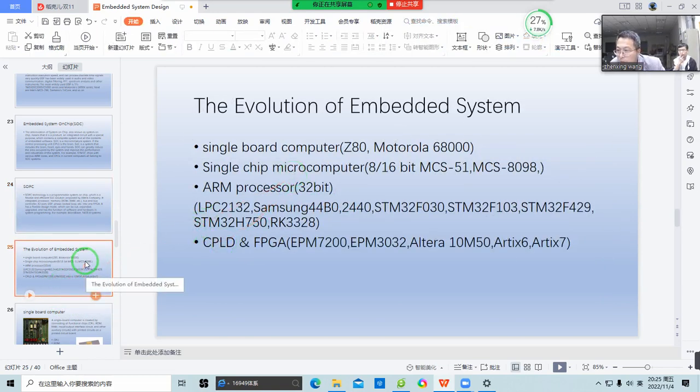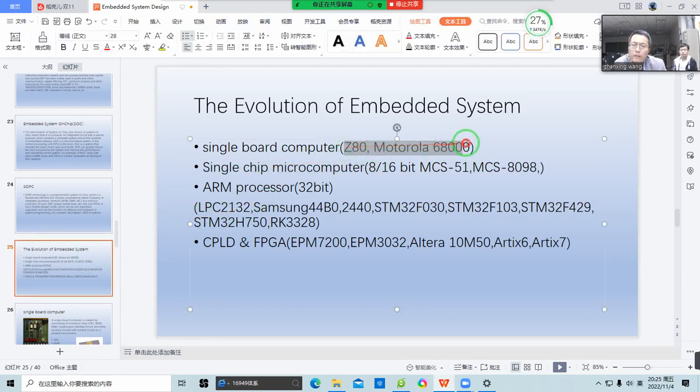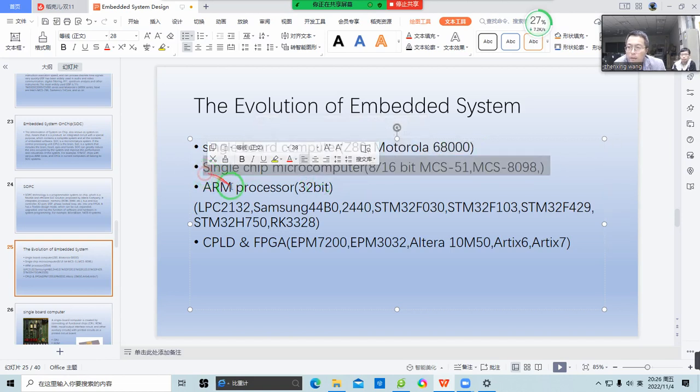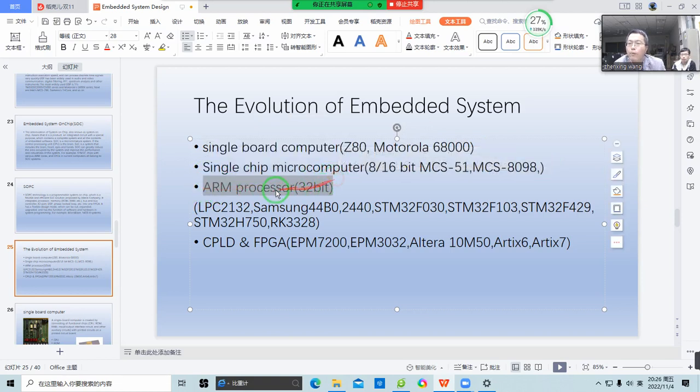So, the evolution of embedded systems. Single board computers in the past were Z80 and Motorola. You can find this kind of device in some older machines. Later came single chip microcomputers like the MCS 51. This is about before the 1990s. This is before 2000. This is after 2000. The ARM processor emerged after 2000.